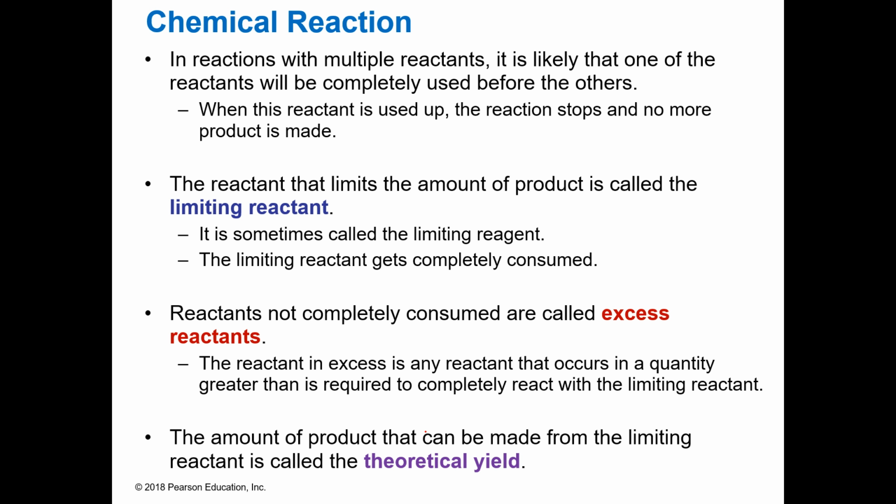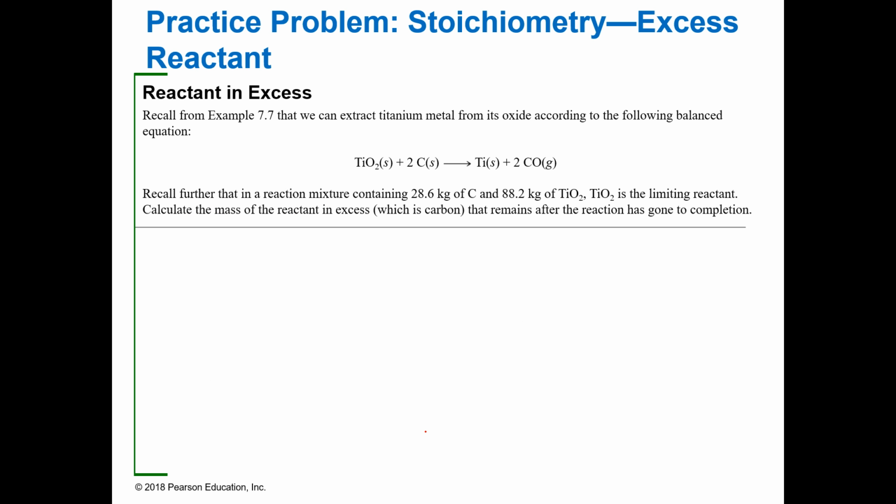We are now going to look at how we find the reactant that's in excess, so calculating how much is left over. So we're going to use that same example we just used. So keep that in mind. So we're adding another step to it, and that is calculate the mass of the reactant in excess. Well, we found out that this was our limiting reactant. So the carbon is our reactant in excess.